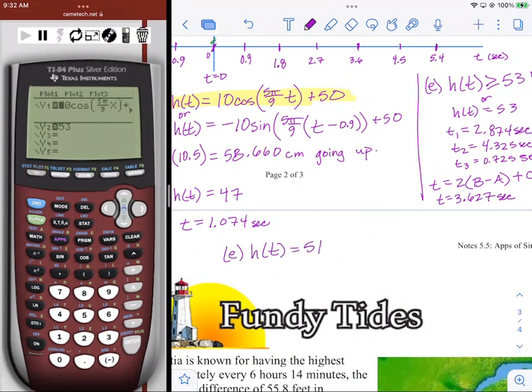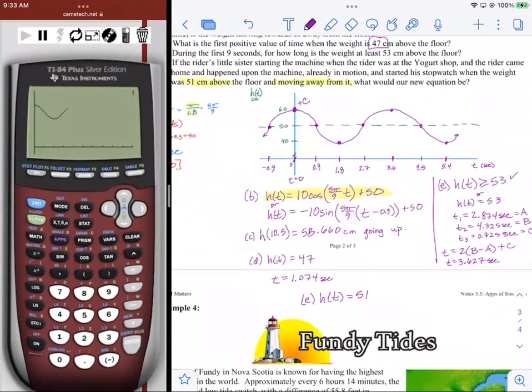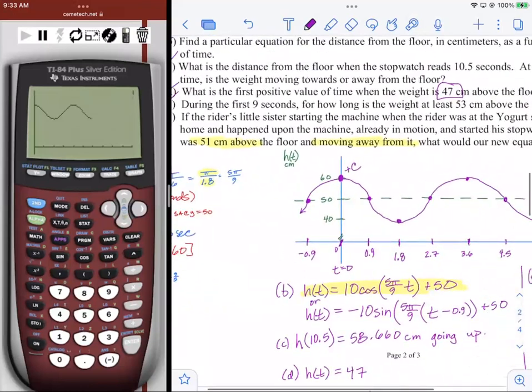I'm going to go back to y equals, and now I'm going to graph 51 instead of 53. Now this one is very specific. It says it needs to be 51 above the floor, moving away from it. So which point of intersection do we want, the first or the second? The first one is at 51 centimeters moving towards the floor. It's going down. We want it to be 51 going up, right? So we want the second point of intersection.